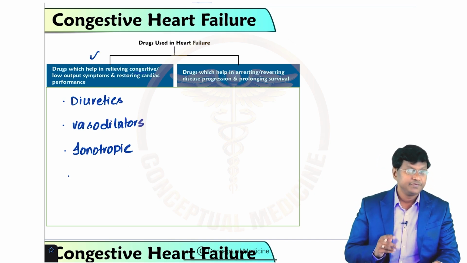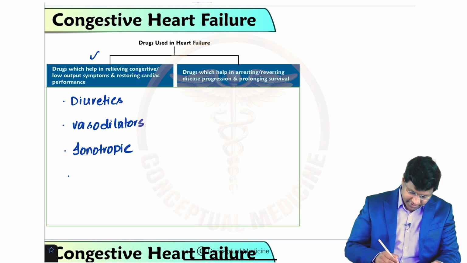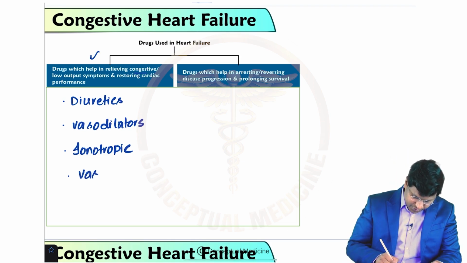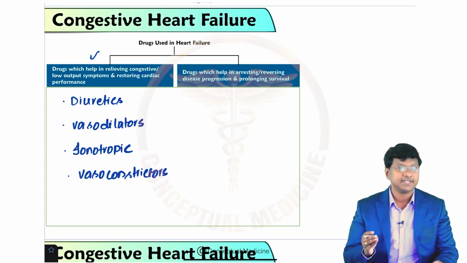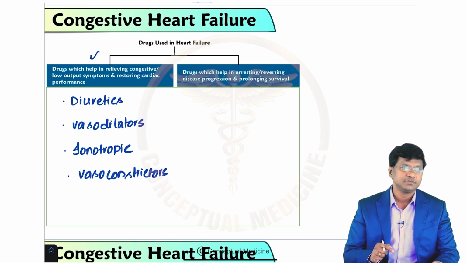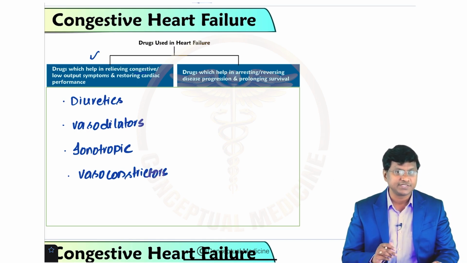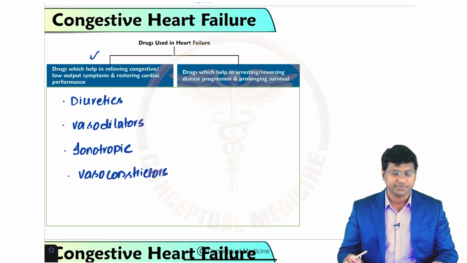And then we have the drugs which will increase the blood pressure and maintain the blood pressure within the individual. That will be vasoconstrictors. And these particular vasoconstrictors include norepinephrine and then epinephrine, then phenylephrine or vasopressin. So these are the drugs which will relieve the congestion or which will relieve the low output symptoms, and they will restore the cardiac performance within the individual.